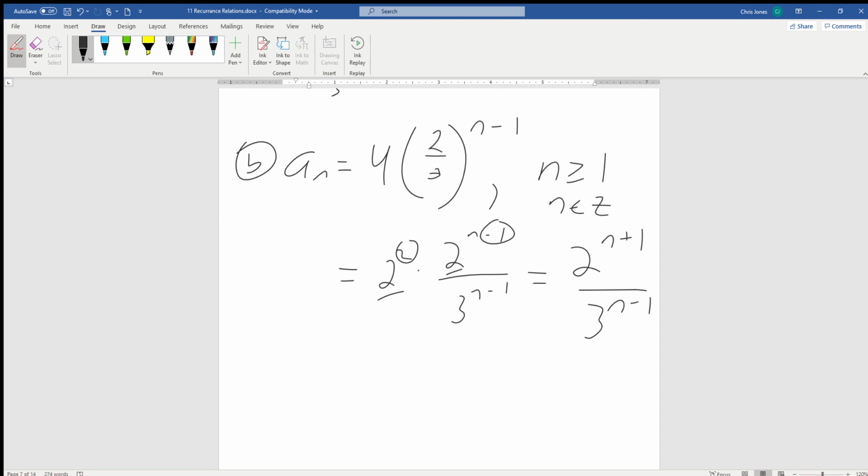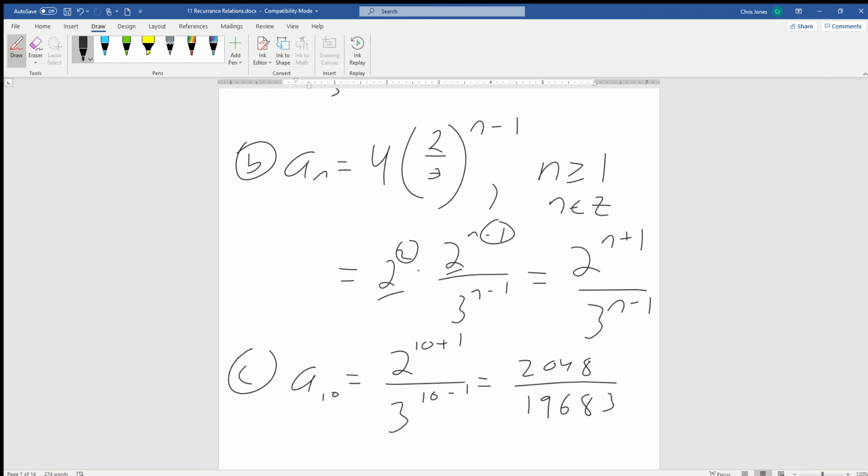It's a little bit cleaner actually, so we can do letter C fairly easily. We're finding a10, so that's going to be 2 to the 10 plus 1 divided by 3 to the 10 minus 1. All right, and I'm going to throw that into my calculator. So 2 to the 11th is going to be 2048. And then 3 to the 9th power is going to be 19,683. So that's going to be our closed form, as well as our recursive form, and then being able to find the 10th term in the sequence.